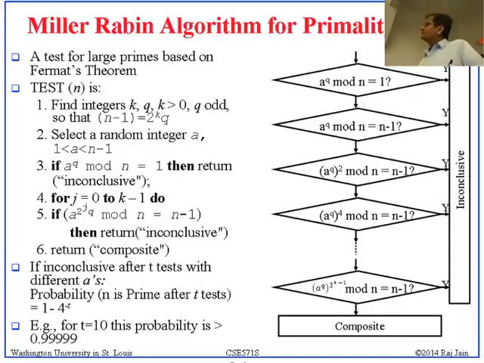And this is based upon the Fermat theorem. You take a number k and q such that, for the number n that you want to try out, n minus 1 is equal to 2 raised to k times q. All right? So you find k and q such that n minus 1 is equal to 2 raised to k times q. Now how do you find k and q given a number n?